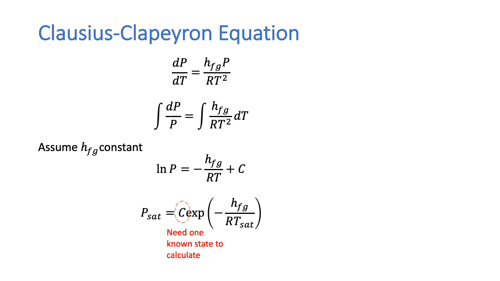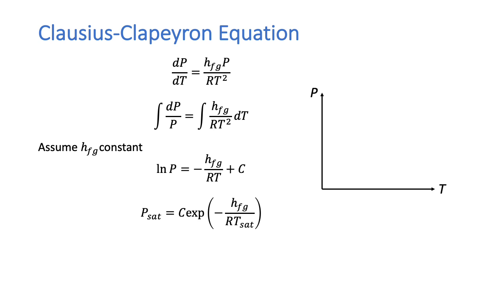We can calculate C if we have one known state. So we can draw this equation, which is known as the Clausius-Clapeyron equation, on a PT diagram. This represents the equilibrium states now. On the right-hand side, we have the vapor phase. On the left-hand side of the curve, we have the liquid phase. All states along that curve are equilibrium states.